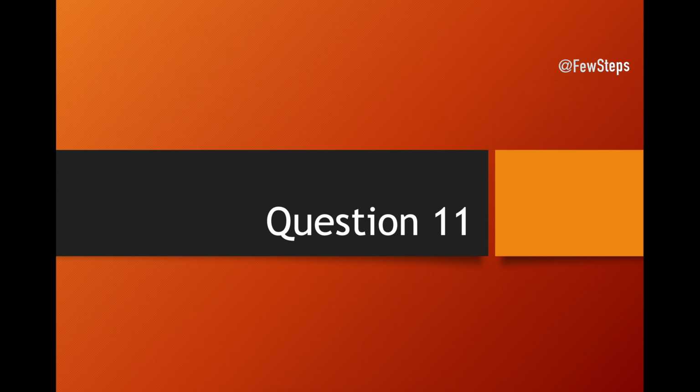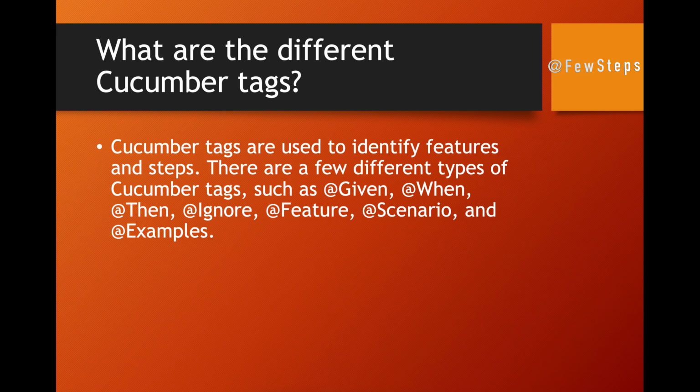Question 11. What are the different Cucumber tags? Cucumber tags are used to identify features and steps. There are a few different types of Cucumber tags, such as @given, @when, @then, @ignore, @feature, @scenario, and @examples.